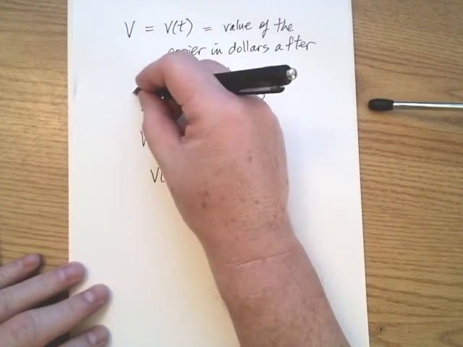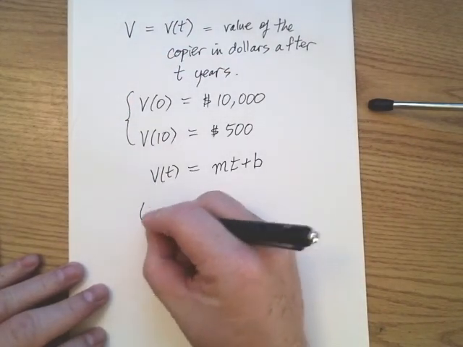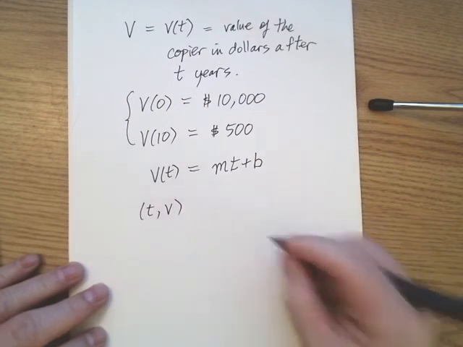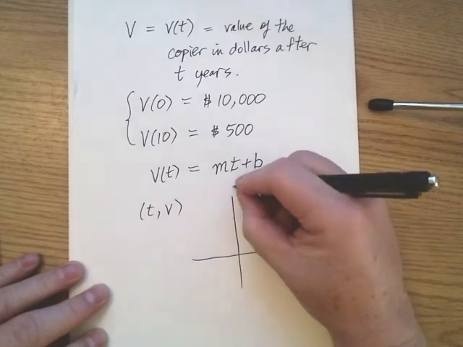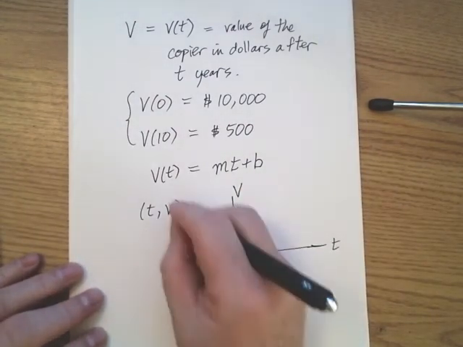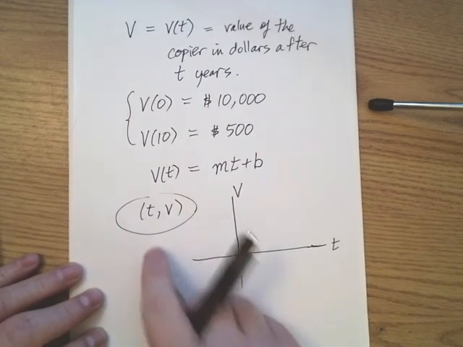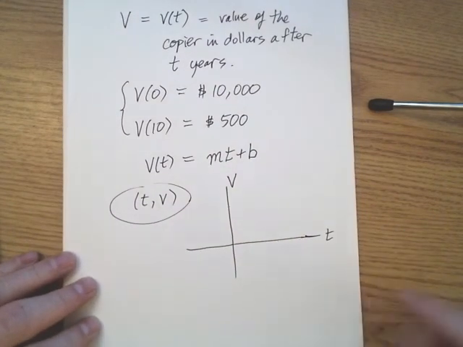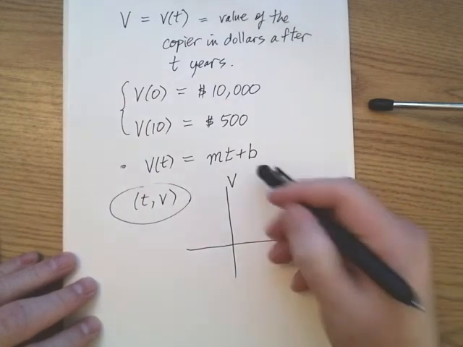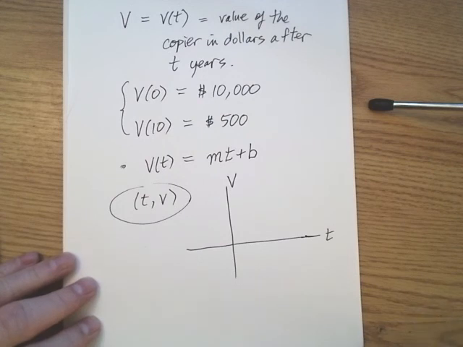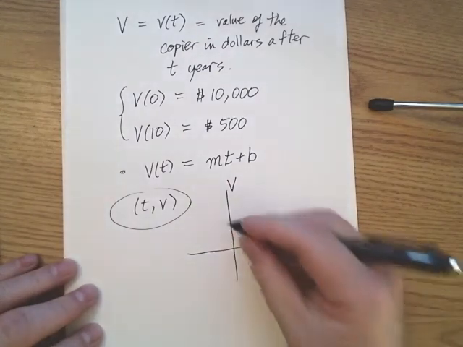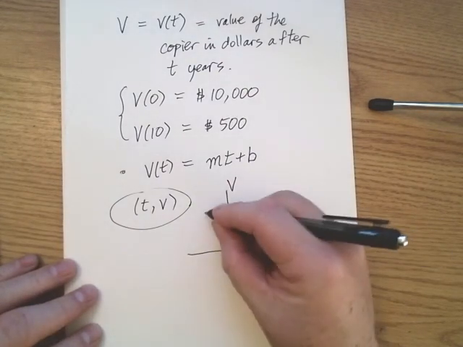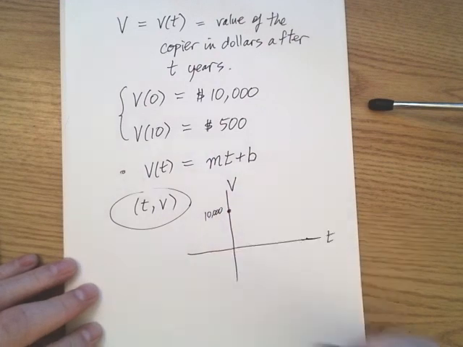Now what we have in essence is the following. If I had points like this, say this is the tv plane, what I've essentially been given are two points that lie on this line, and since it is a line, that should be sufficient to completely determine the line and therefore its equation. So at t equals 0, it's worth $10,000, so v is 10,000 here.